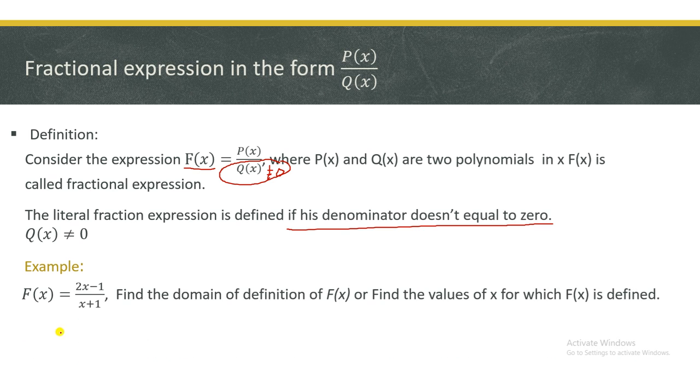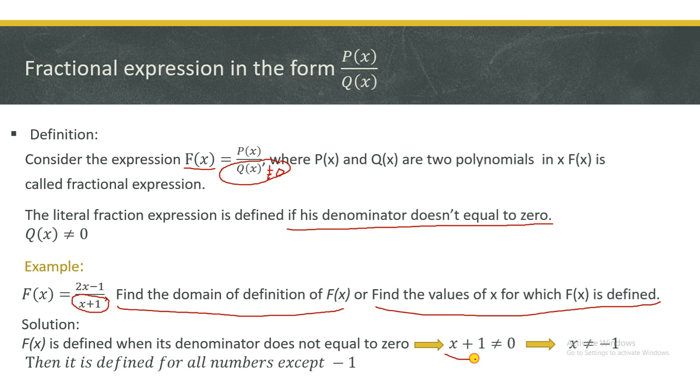Okay, for example, f of x equal to x minus 1 over x plus 1. The question is, find the domain of definition of f of x, or find the values of x for which f of x is defined. Two questions related to the same solution. Okay, look at the denominator x plus 1. So x plus 1 does not equal 0. This means x does not equal minus 1. So f of x is defined when x does not equal minus 1. This means all numbers are defined except minus 1.